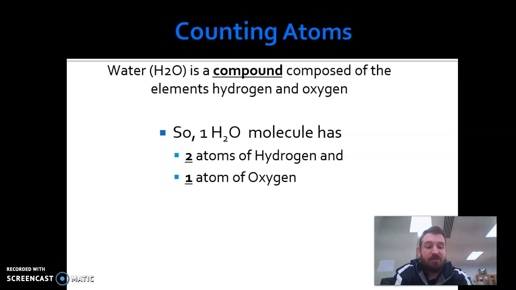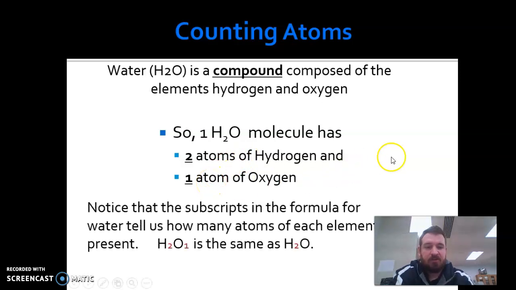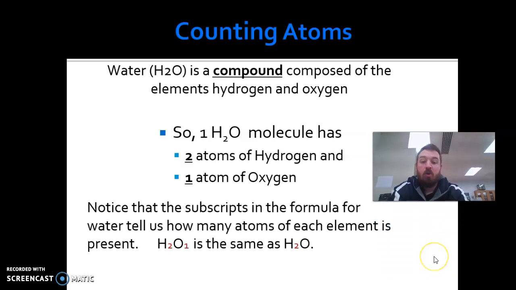When we have one H2O molecule, you want to think of this as super small, right? Not even with the microscope will you be able to see a molecule. This is going to have 2 atoms of hydrogen and 1 atom of oxygen. All right, so we want to notice that the subscripts in this formula will tell us how many atoms we have of each element. So we see here that there is a 2 after the H, so that means there's 2 hydrogen atoms.